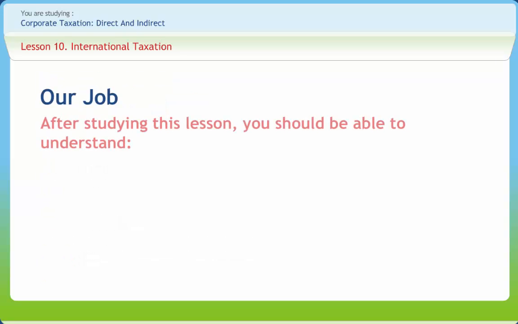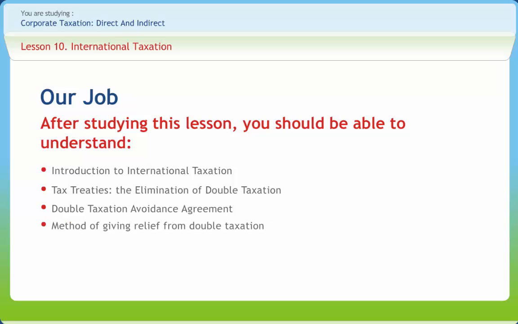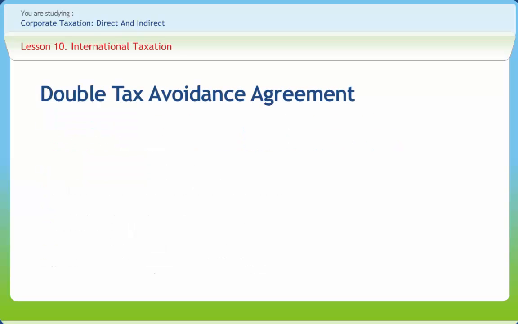After studying this lesson, you should be able to understand: introduction to international taxation; tax treaties, the elimination of double taxation; double taxation avoidance agreement; methods of giving relief from double taxation; taxation of international transactions, Sections 92 to 92F; and maintenance of books of accounts, Section 92D. Now let's discuss double tax avoidance agreement.